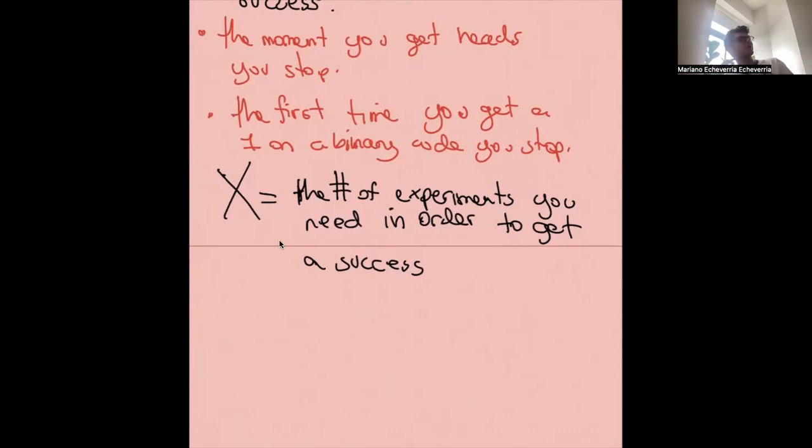So the question is, how many experiments do you have to do to get a success? Well, maybe you're lucky and you got heads the first time, right? So you at least need to do it once in order to win. So X at least has to be greater or equal to 1. But the question is then, how many times will you need to wait until you get a win?